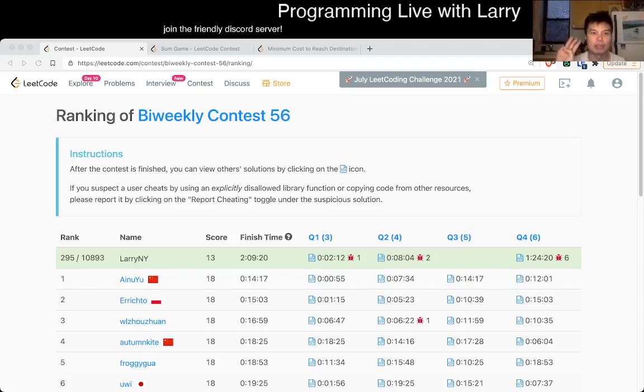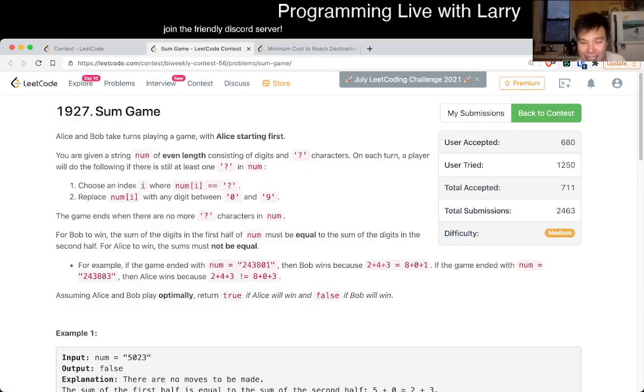This is me going with Q3 of the bi-weekly contest 56 some game. I actually did not solve this during the contest, though a lot of it's because I spent too long on Q4. I actually got this near the end after I skipped to Q4, and then I came back and refreshed my mind, and I was like, oh yeah, there's this observation that you have to make, and that's what I did.